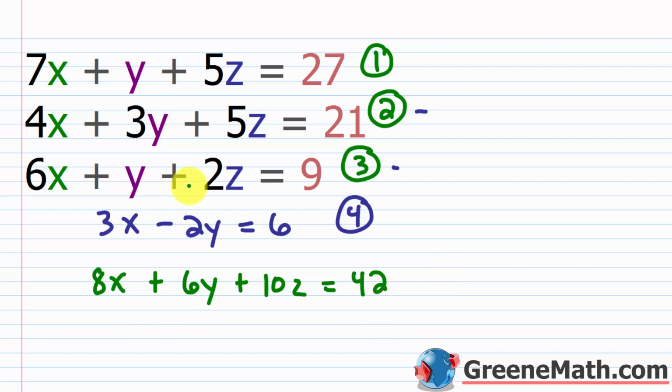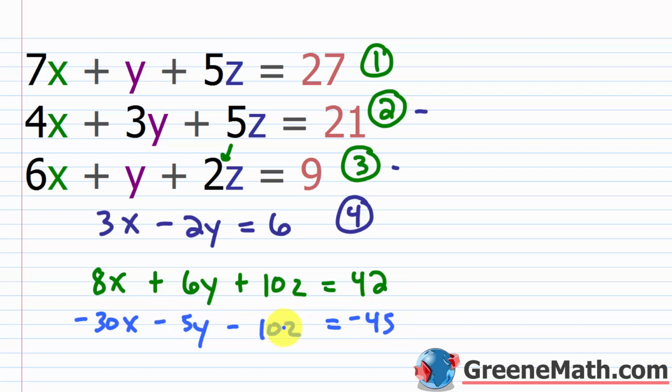Then for equation 3, I need to multiply this guy right here by a -5, right? Because I want to end up with a -10 so that it will cancel with this guy right here. Okay, so I'm going to multiply both sides of the equation by -5. So 6x times -5 would be -30x. And then y times -5 would be -5y. And then 2z times -5 would be -10z. And this equals, if you had 9 times -5, you'd have -45.